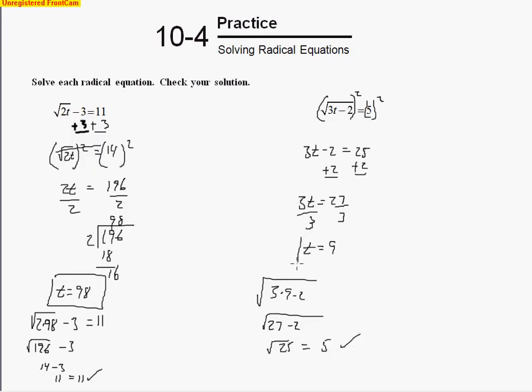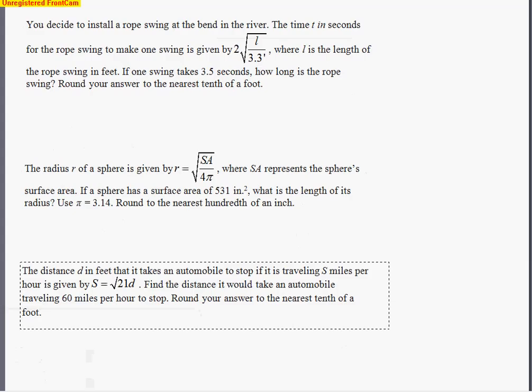So yes, it checks out. And the other reason why we want to be checking these answers is that whenever you're squaring something on both sides, multiplying by something, or taking the square root of something, there are chances that your answer may not match. And so we'll see that situation in other problems later on in the lesson. So let's take a look at this next one here.